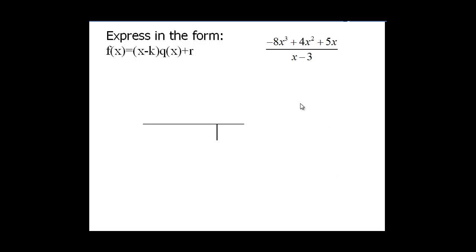Okay, suppose we have negative 8x cubed plus 4x squared plus 5x, and we're dividing by x minus 3. Same process. 3 goes on the outside. Again, it's the opposite. Negative 8, positive 4, positive 5, and 0. Don't forget the 0 where the constant is. You have a third power, second power, first power, and a constant. Okay, bring down the negative 8.